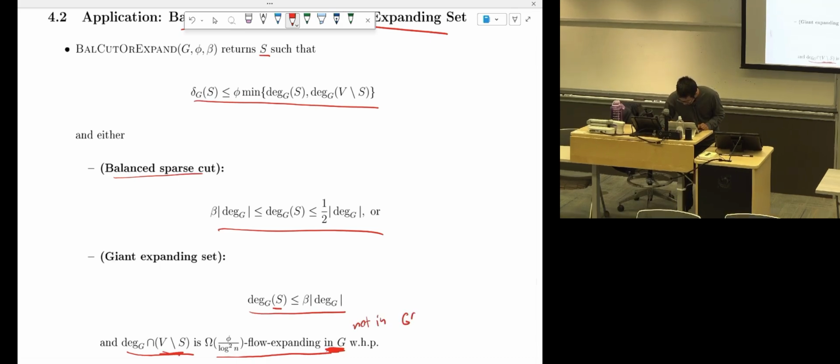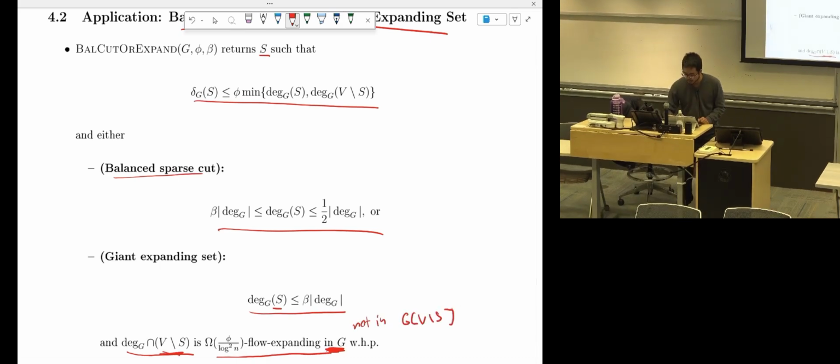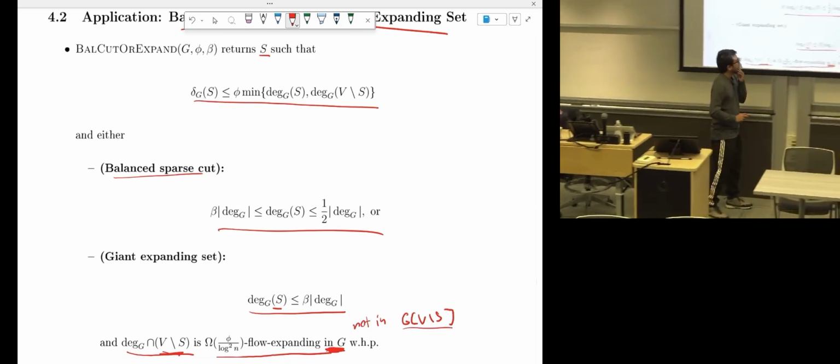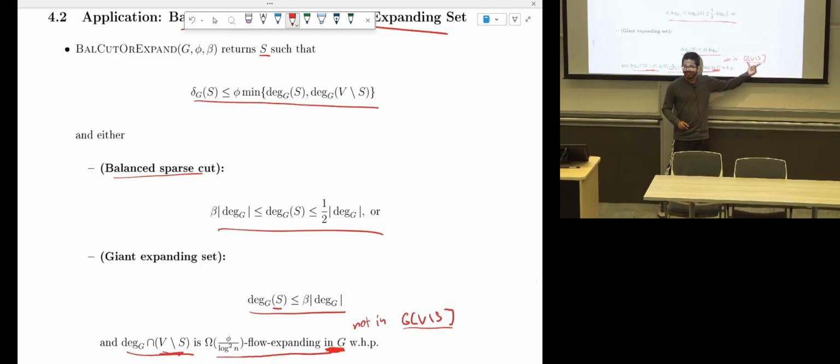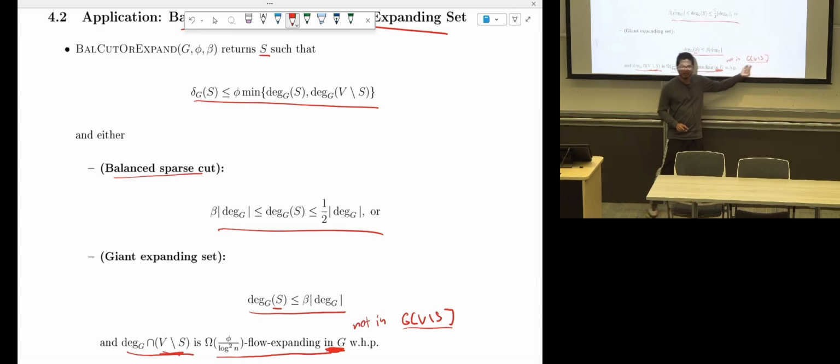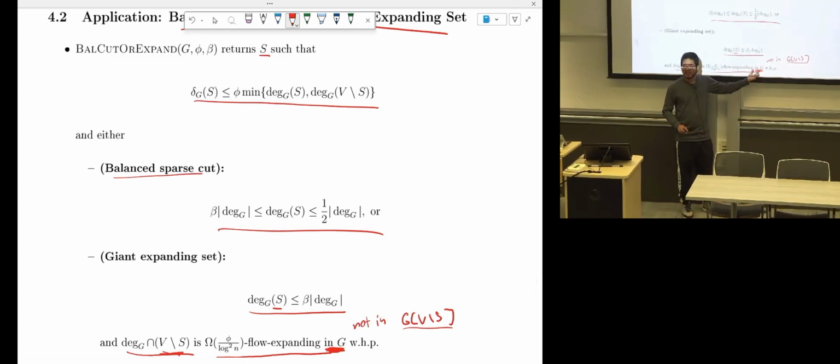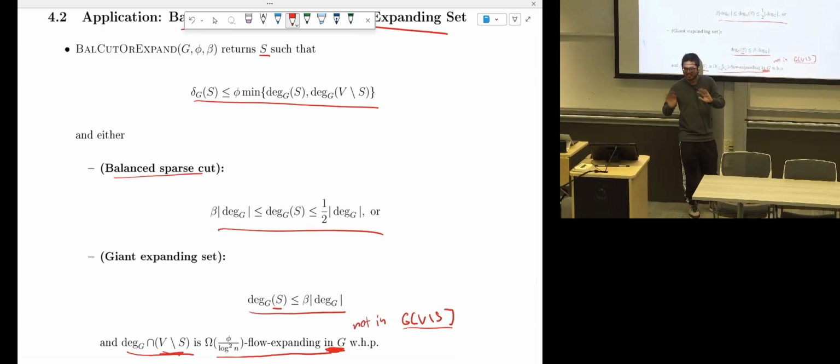Not here, but just in G. Do you remember, it would be better if it's expanding in this one, but we just get this in G. Do you remember what's the subroutine that we use to fix this problem? What's the name? The trimming? Expander trimming, yeah.